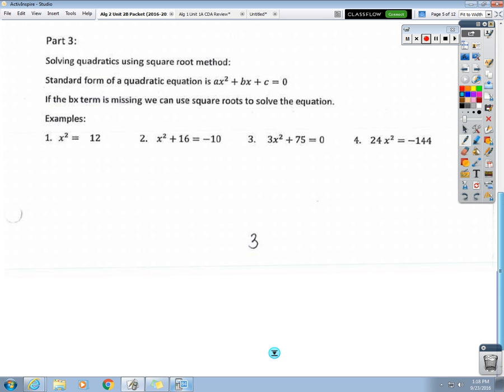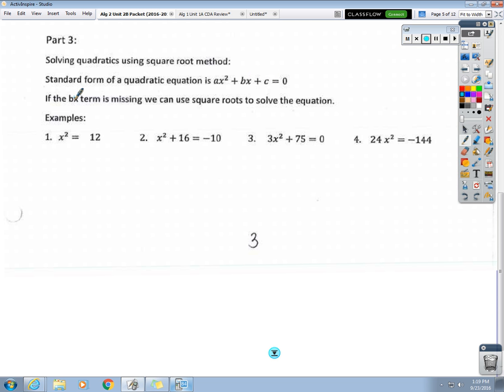Today we're going to talk about how to solve quadratics using the square root method. It's pretty easy, so as long as you're paying attention, today should be easy for you. The standard form of a quadratic equation is ax squared plus bx plus c equals 0.